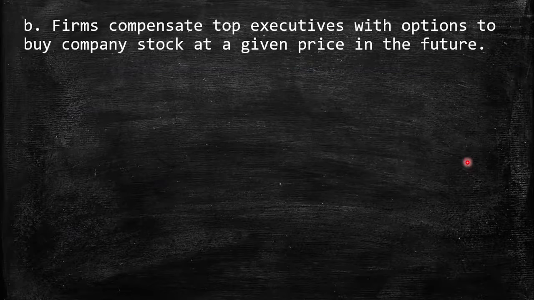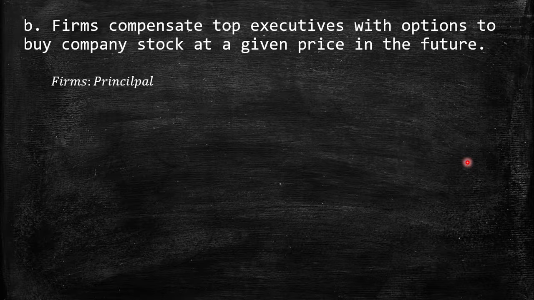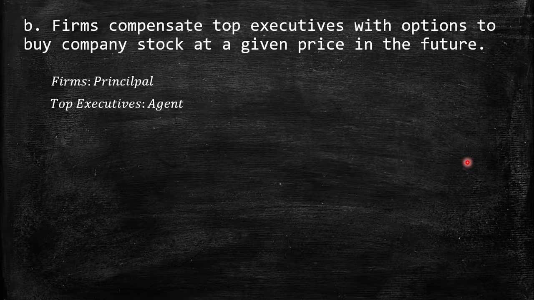The second situation is about firms that compensate top executives with options to buy company stock at a given price in the future. So naturally the firms are the principal and the top executives are the agent. Again, the firms hire top executives. Obviously, they make a process to choose them. However, they cannot identify for real if they will exert effort or not.